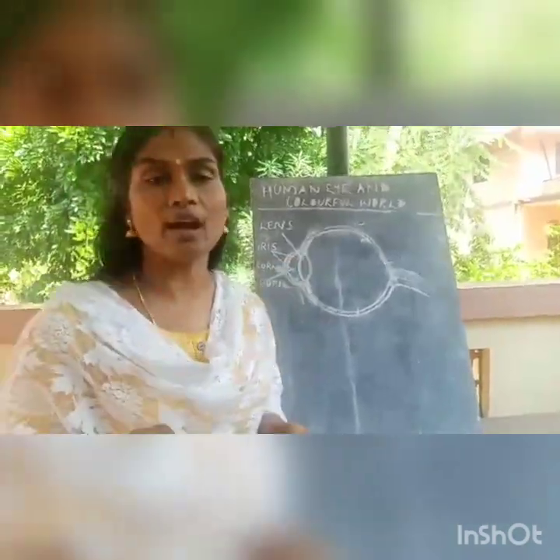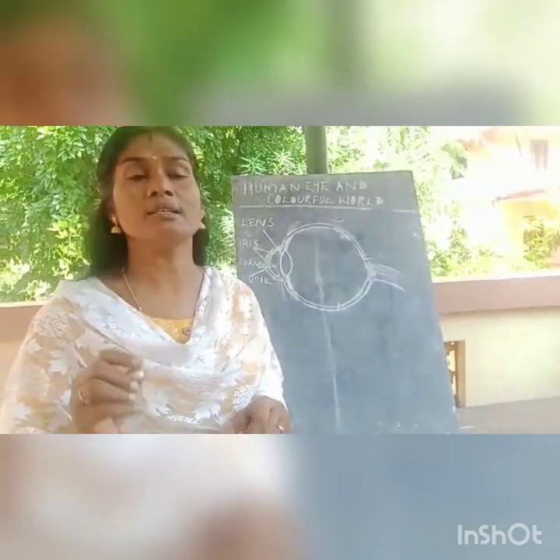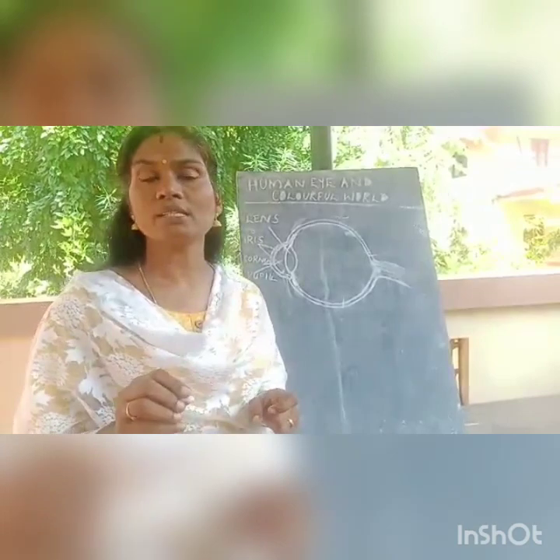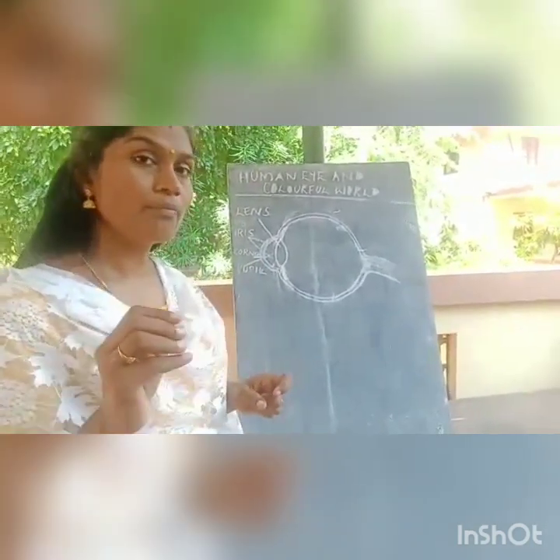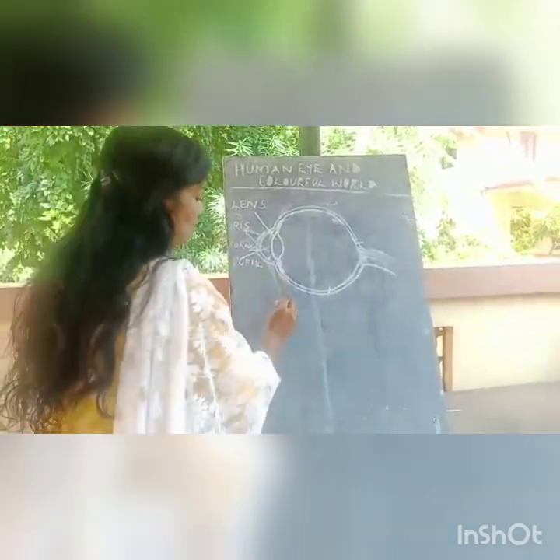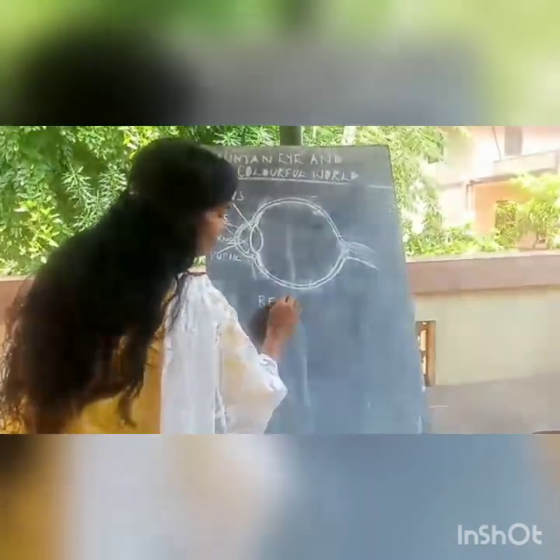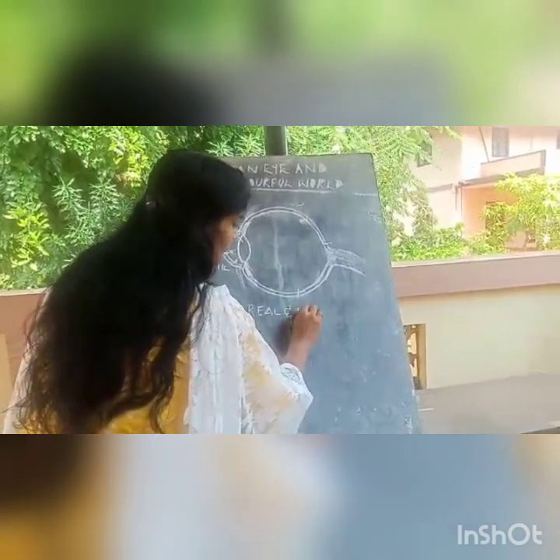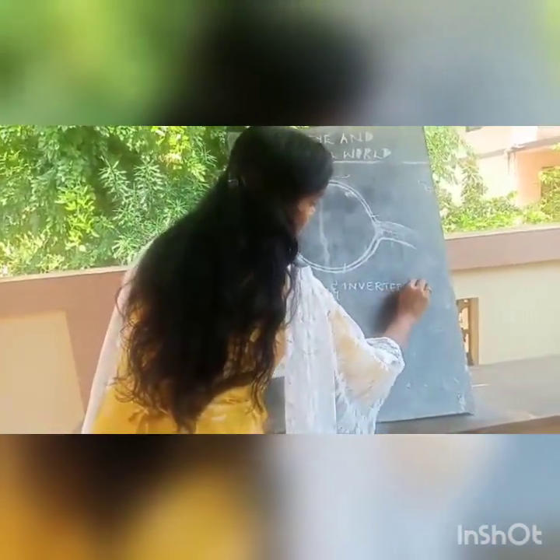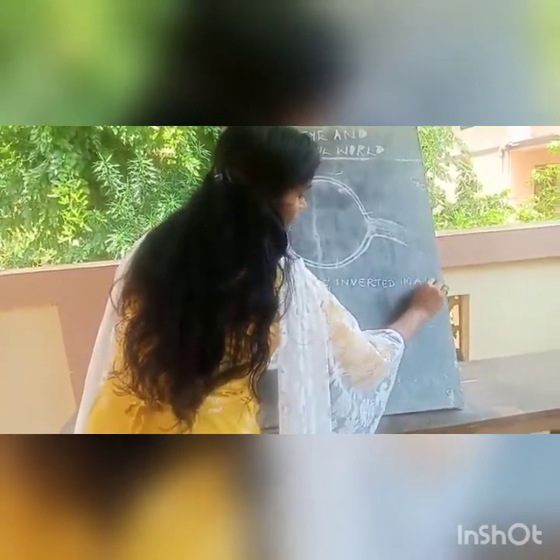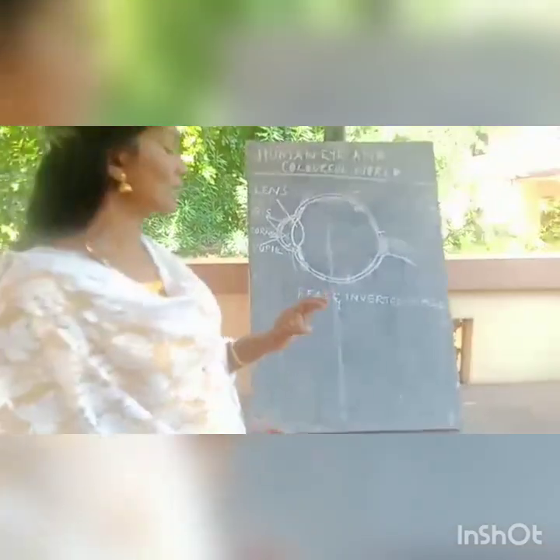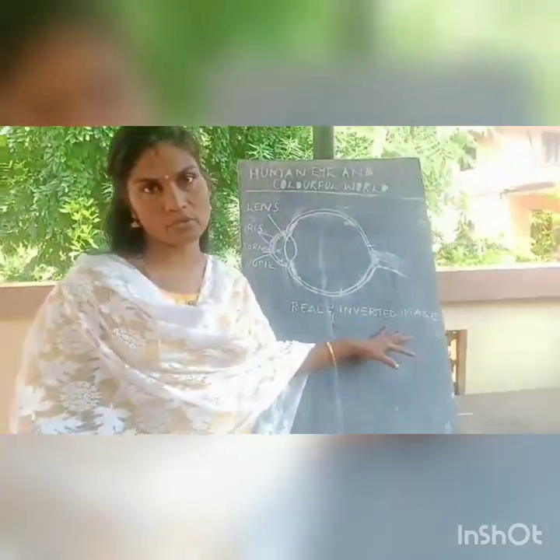So in the human eye, which type of lens is present? That is a convex lens. And as you know, a convex lens will form which type of image? Real and inverted image. So here also the convex lens forms a real and inverted image.